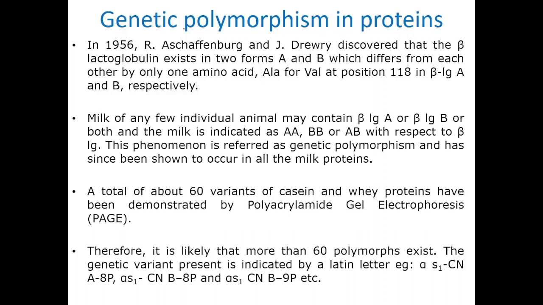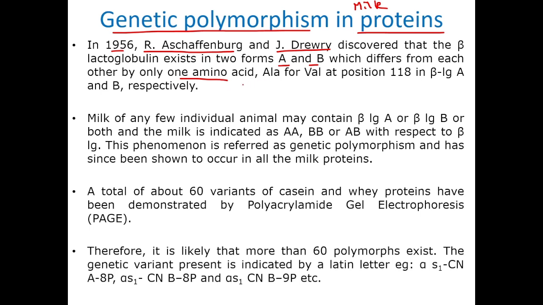So let us now see about the genetic polymorphism in proteins. Genetic polymorphism in milk proteins. We are discussing the milk proteins. Now, in 1956, R. Skaffenberg and J. Dewey are the two scientists who discovered that beta-lactoglobulin exists in two groups, A and B, which differ from each other by only one amino acid.